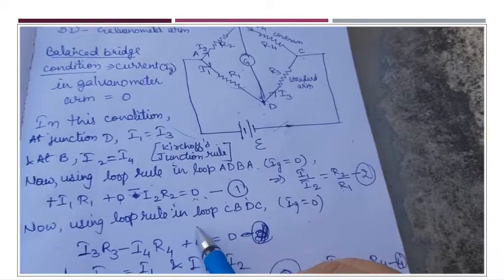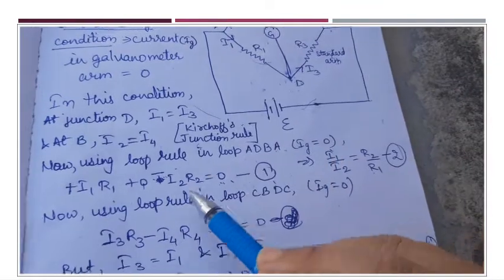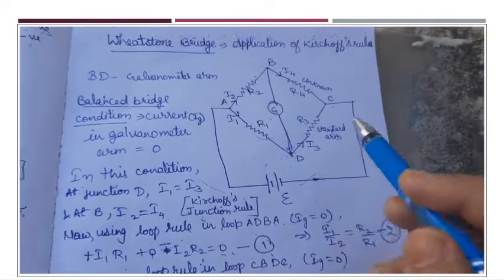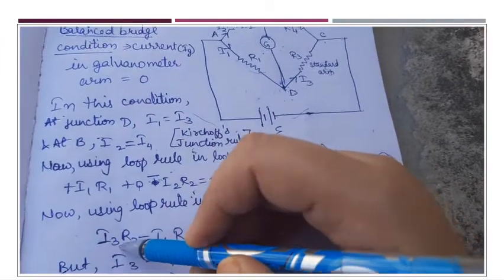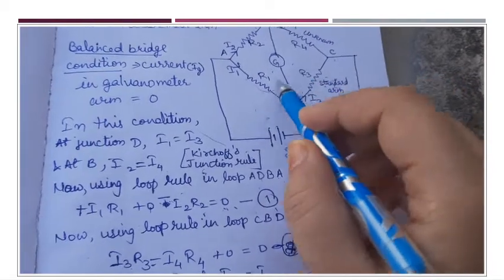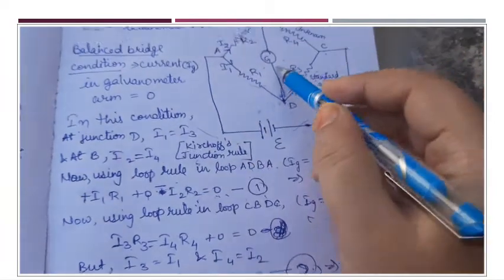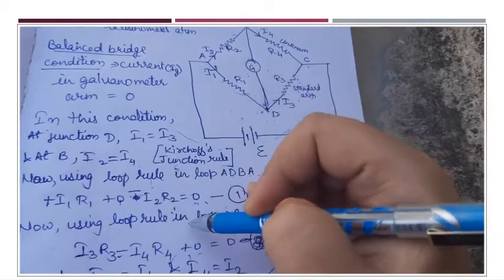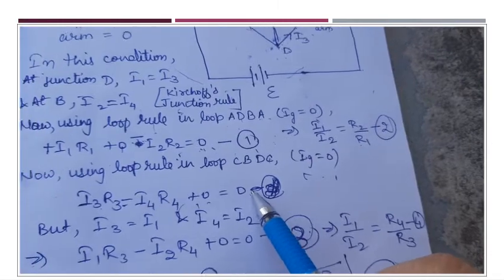Now again similarly, we use the loop rule in loop CBDC, again taking the balanced condition Ig equal to 0. Then you see I3 is in the anti-clockwise direction, so we take it positive: I3 R3. You remember Kirchhoff's loop rule, we are applying that only: the sum of all the IRs is equal to the total EMF. So plus I3 R3, but I4 is in the clockwise direction, that's why minus I4 R4. And for the third arm, the current is 0, that's why 0. And there is no EMF, so again the EMF part is 0.